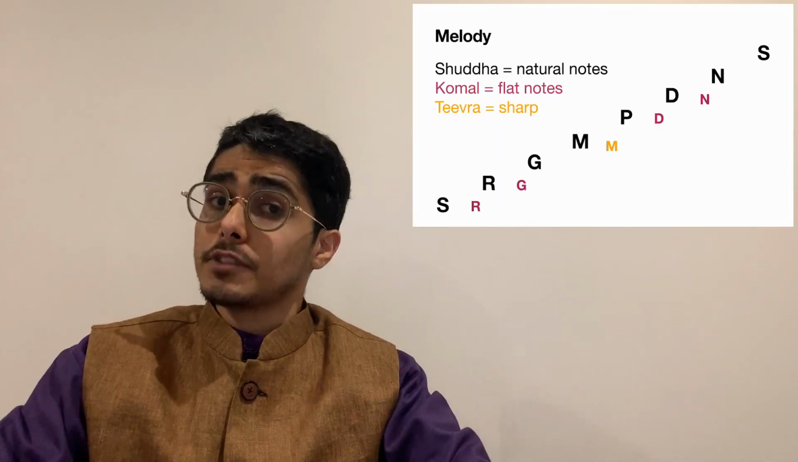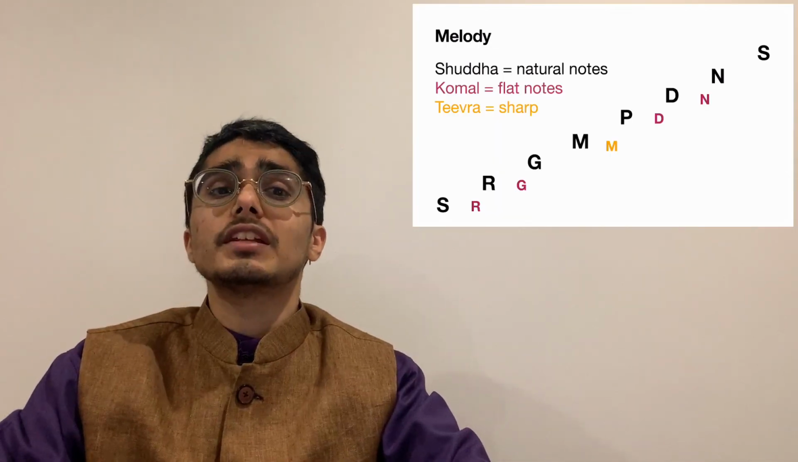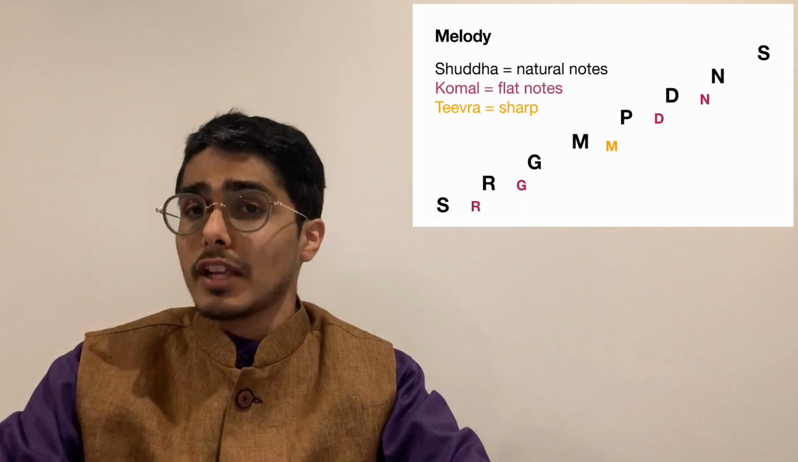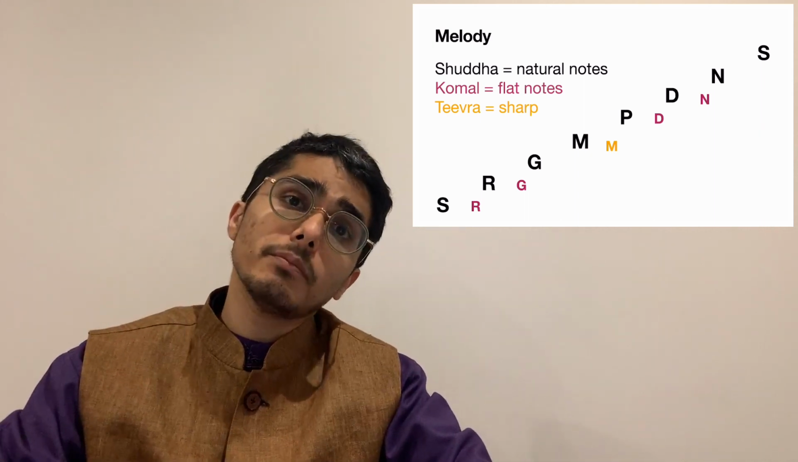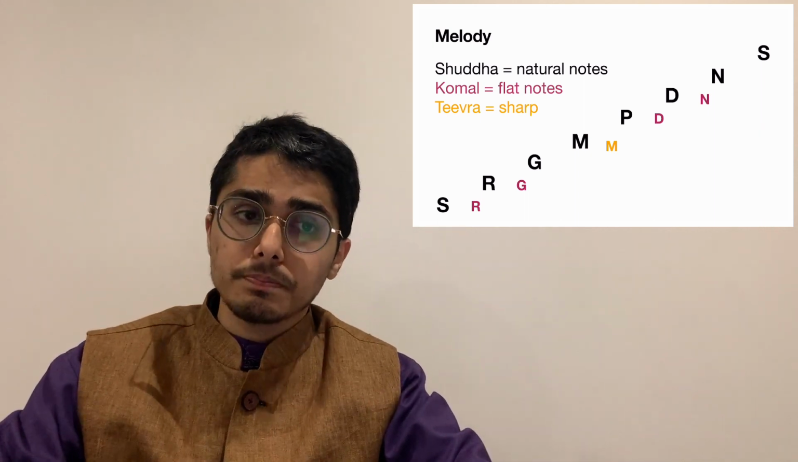These notes also have subtypes. Shuddha is the natural form of these notes. Komal is known as the flat form in the Western music tradition. And lastly, the tivra is the sharp form.